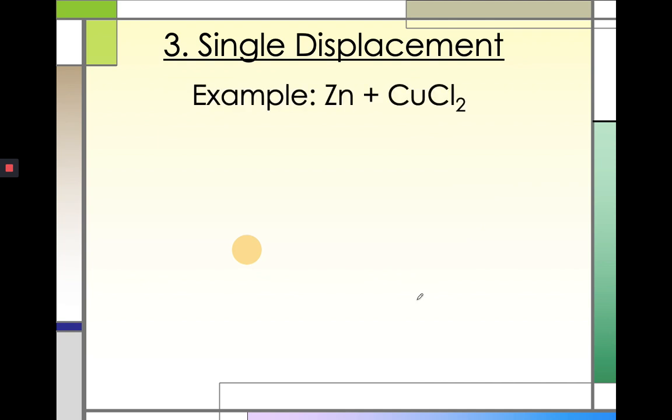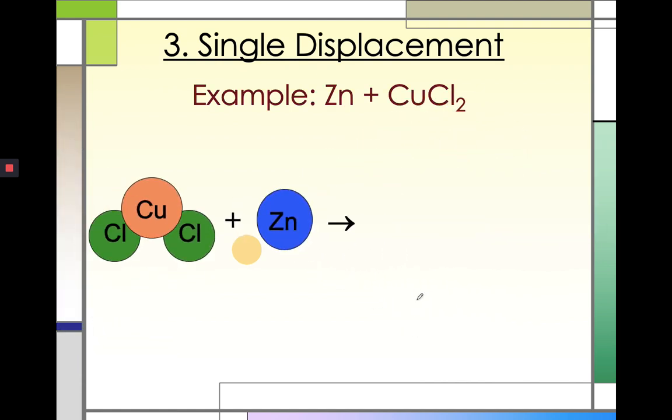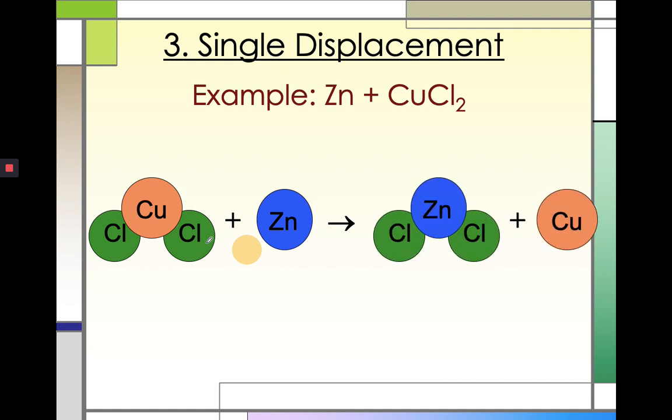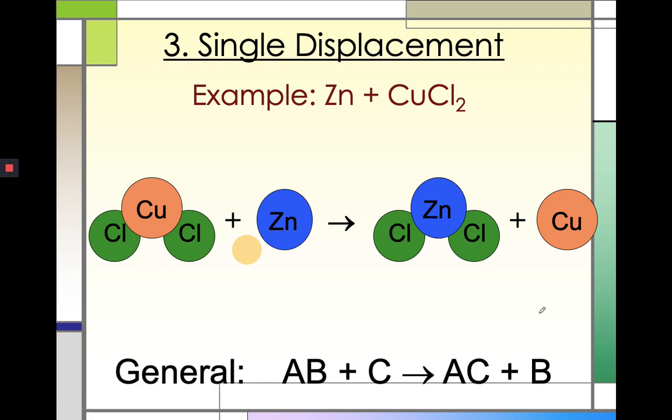A single displacement, for example, is the reaction of zinc and copper(II) chloride. Here we have a free atom. It's usually a metal, because metals can exist as monoatomic species. And then we have a compound of copper and chlorine. In a single displacement, zinc will be able to displace, or substitute, the metal found in the compound. So ZnCl2 plus Cu. There is a substitution going on.